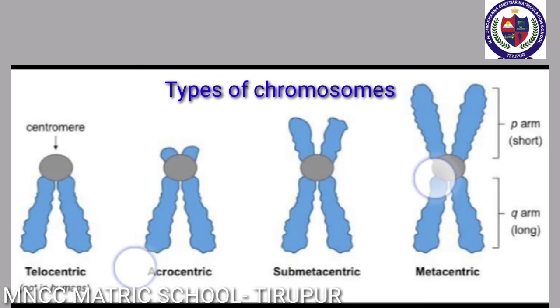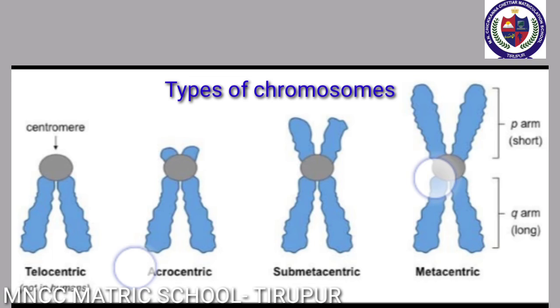Submetacentric: the centromere is found near the center of the chromosome. Metacentric: the centromere occurs in the center of the chromosome and forms two equal arms. They are V-shaped chromosomes. Submetacentric chromosomes are L-shaped.